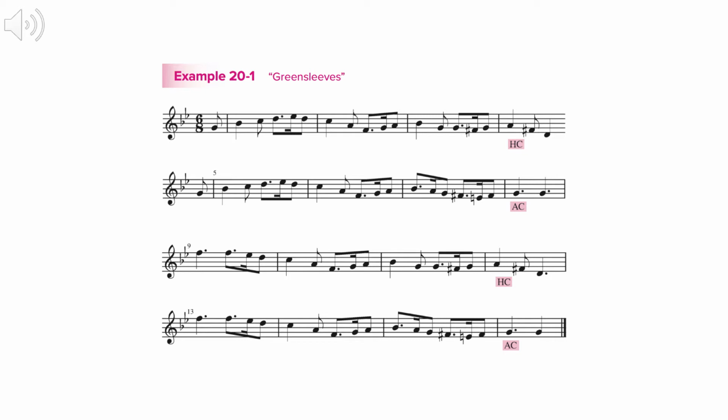Please always keep in mind that while performing a formal analysis, it is mostly about cadences. The most important thing in formal analysis is cadence. And cadences are given: half cadence, authentic cadence, actually perfect authentic cadence, because we have the tonic note in the melody, half cadence, and once again perfect authentic cadence.